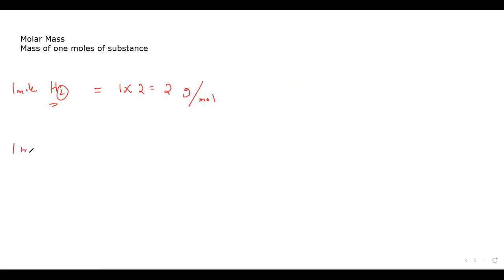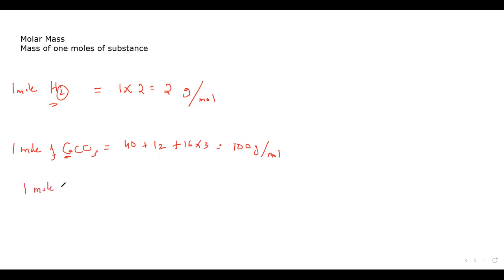Same thing, 1 mole of calcium carbonate, CaCO3. What is the mass of 1 mole of calcium carbonate? Calcium is 40 plus carbon is 12 plus oxygen 16 multiplied by 3. So 40 plus 12 is 52, and 16 multiplied by 3 is 48. So total will be 100. So the final answer will be 100 gram per mole. So the mass of 1 mole of a substance, which is expressed in gram, is called a molar mass, and the unit of molar mass is gram per mole.